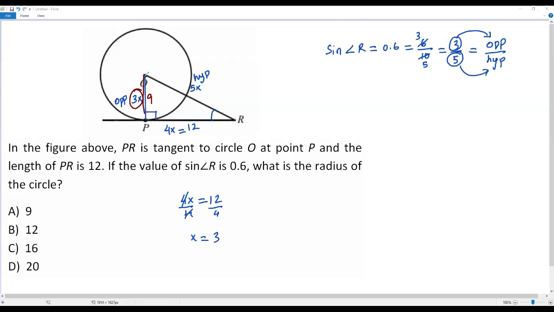But this OP represents the radius of the circle. So therefore the radius of the circle is 9. We got 9 in answer choice A. The correct answer choice for this question is A.